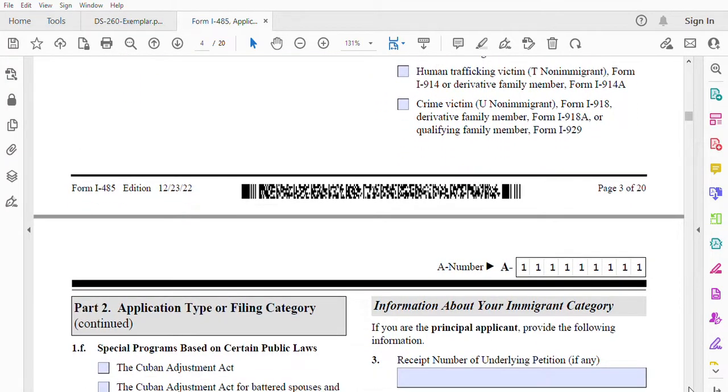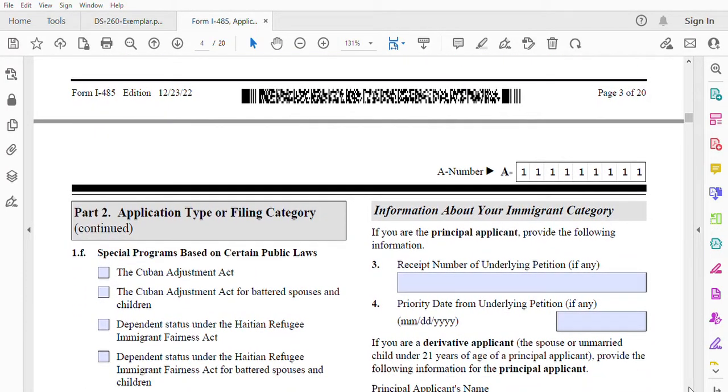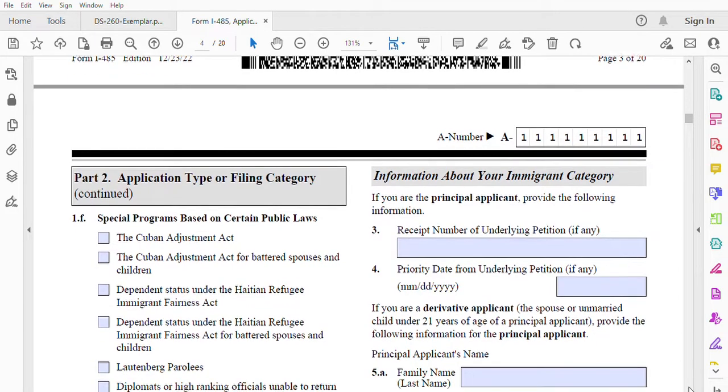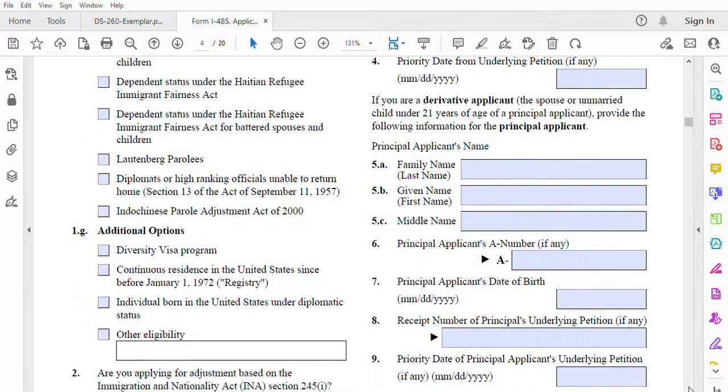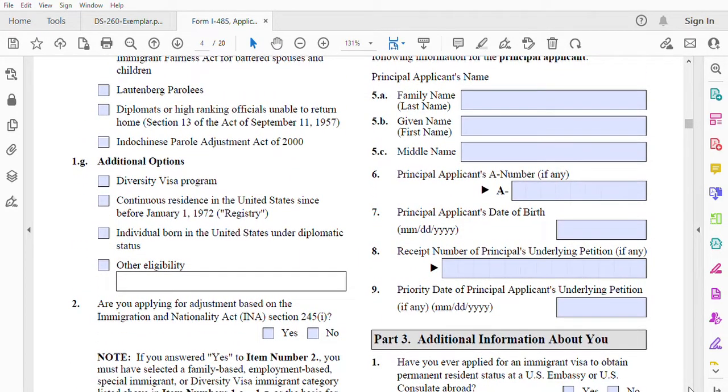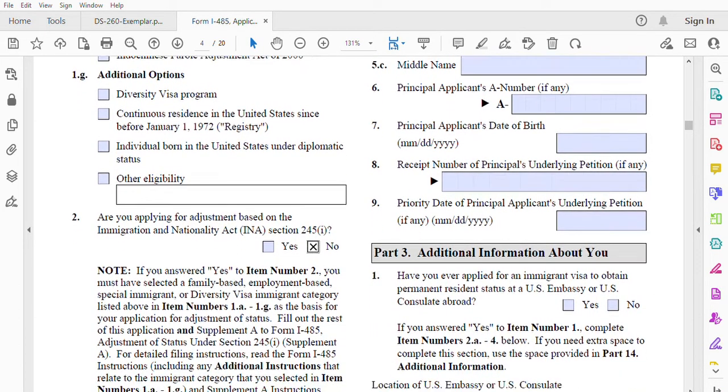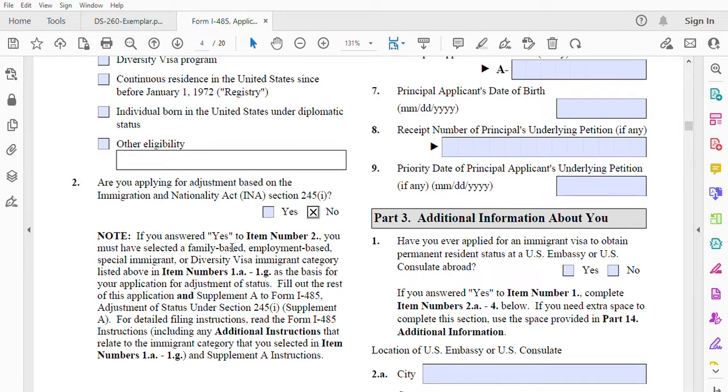Application type or filing category. Special programs based on certain public laws does not apply for us. Additional option, it does not work for us. Are you applying for adjustment based on the Immigration and Nationality Act? No, it does not apply for us. No. If you answer yes, you're going to read this and provide what they need.